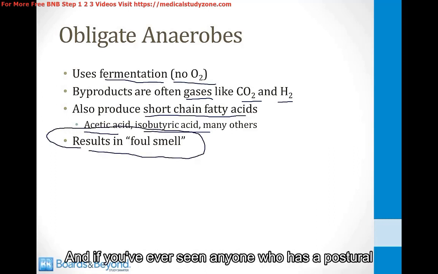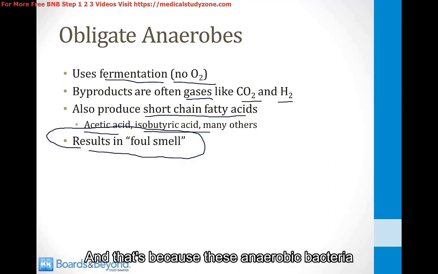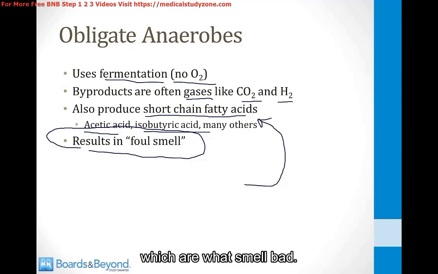And if you've ever seen anyone who has a pustule and then pops it, you know that it often has a foul smell. And that's because these anaerobic bacteria are using fermentation and creating these byproducts which are what smell bad.